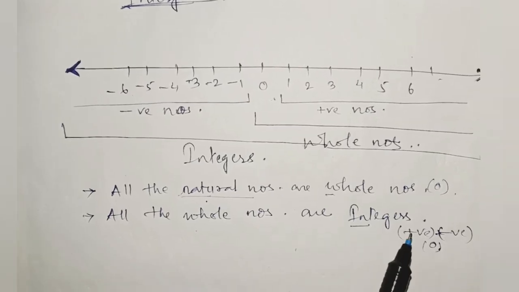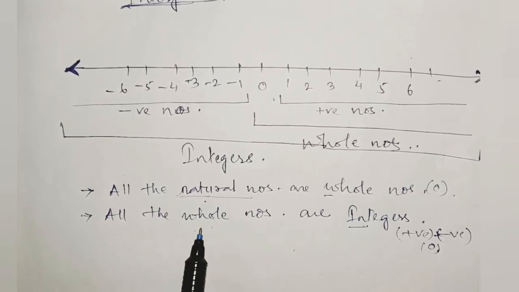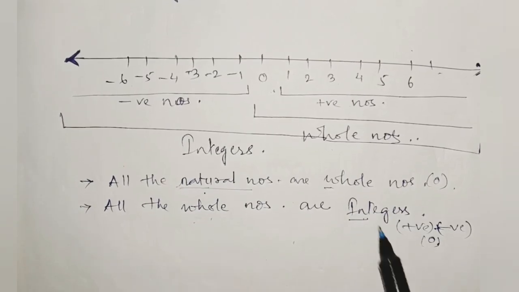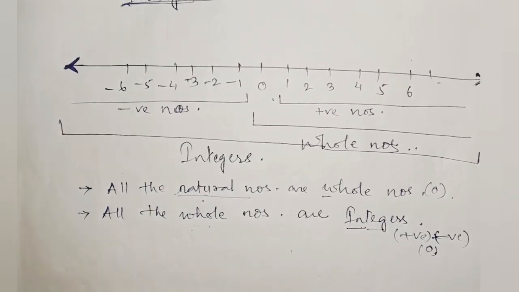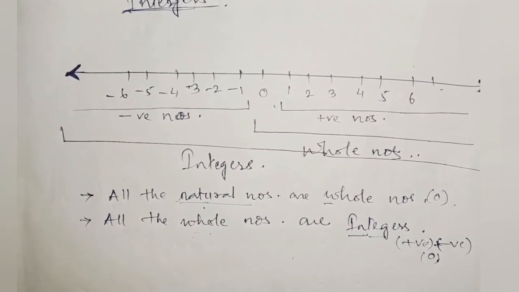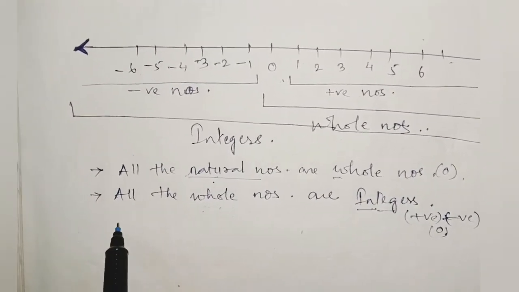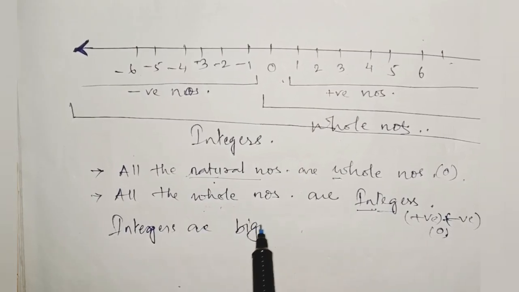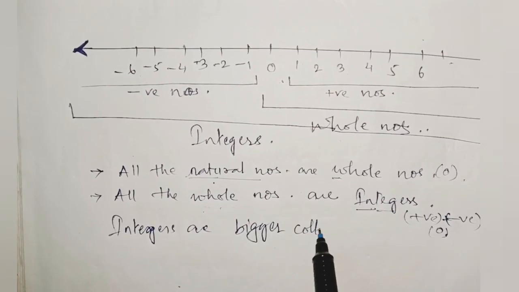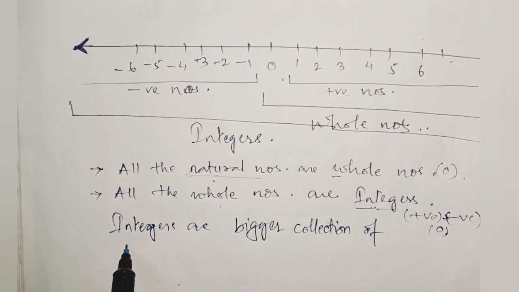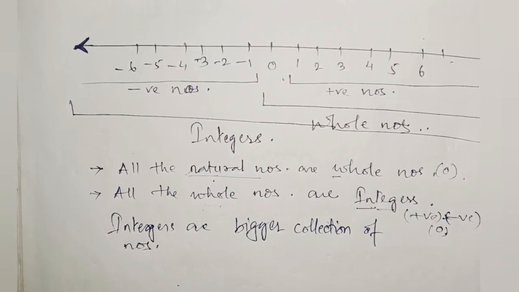So we can't say that all the integers are whole numbers, but we can say that all the whole numbers are integers, because from 0 to all the positive numbers are whole numbers, which are also included in integers. From this we can say that integers are a bigger collection of numbers. Got it? A bigger collection of numbers, which includes positive numbers, negative numbers, and 0.